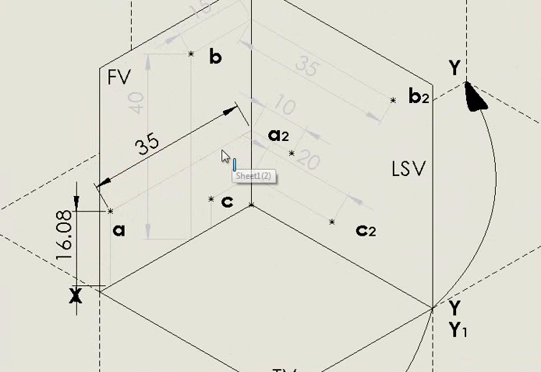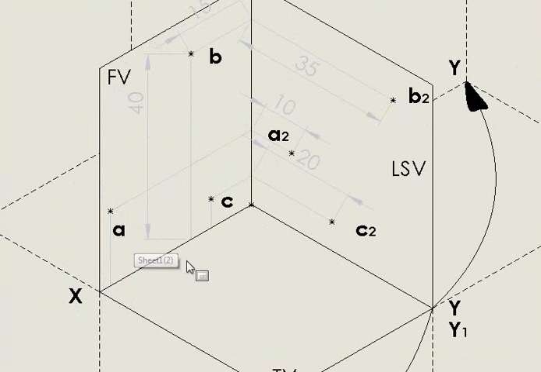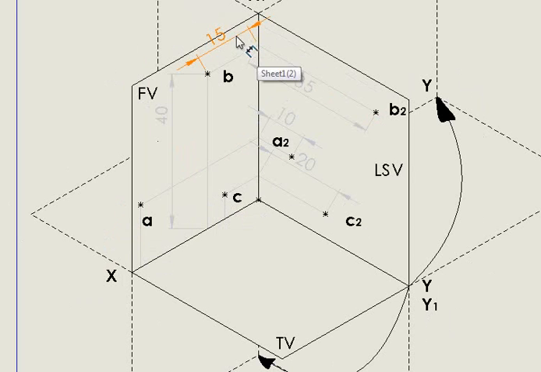There it is there. The 30-degree line that I was talking to you about, 35 millimeters away from the X1, Y1 axis, and 16.08 away from the XY axis. So now that we've plotted those, let's clean it up slightly. There we go, A and C. Let's go ahead and find the dimensions for B.